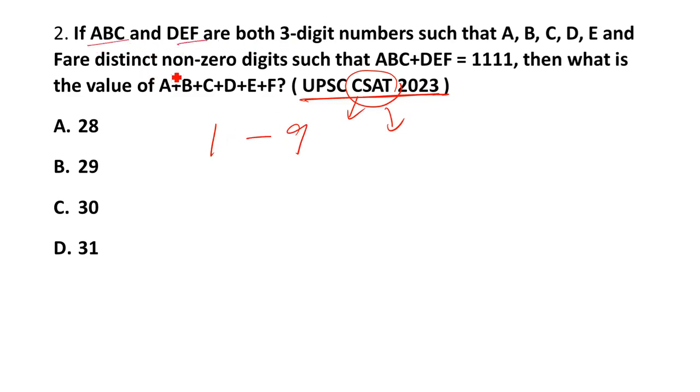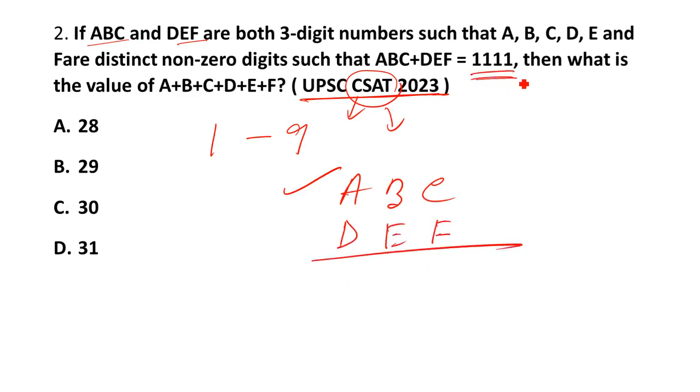Such that ABC, suppose this is a 3-digit number, plus DEF equal to 1111. So what will be the value of the sum of the digits A plus B plus C plus D plus E plus F? You need to consider that. Okay, so in order to get 1, here I have to put 1. So what digits can I put here? Like I can put 8 and 3 here, that means 11, we have 1 in hand. Then what values can we put here? We can put 4 and 6, 6 plus 4 equal to 10, plus 1 equal to 11.